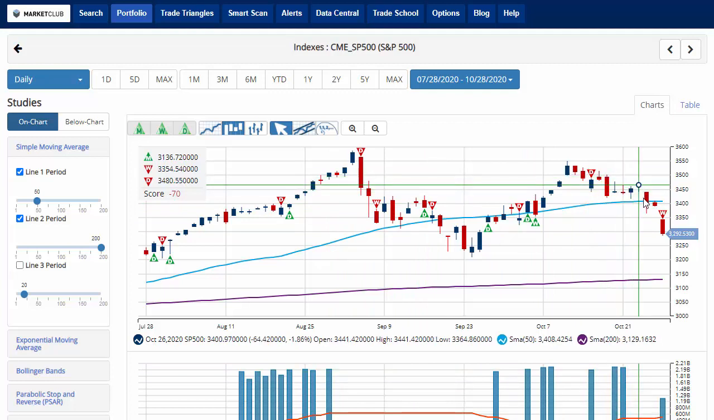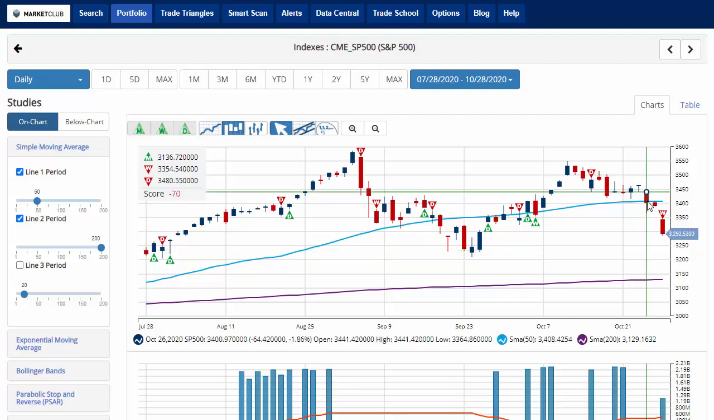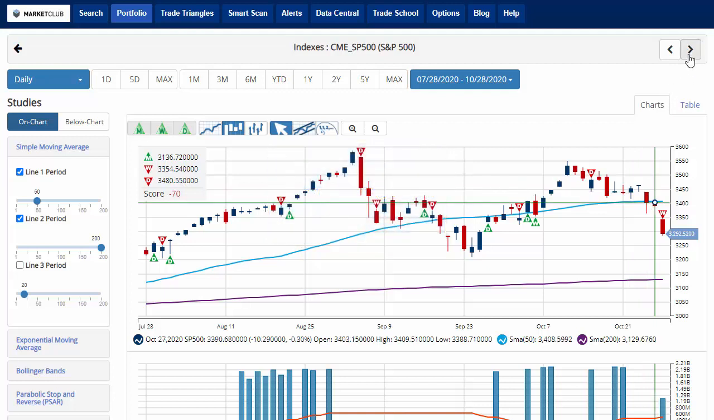All three indexes have made a significant move below their 50-day moving average, which could signal more volatility ahead for the indexes. And something to keep in mind for the S&P 500 heading into the 2016 election, it was down 9 straight sessions, and we all know how that turned out, but it'll all depend on what happens in the 2020 election. So your key level moving forward to watch will be 3,549.85. A move back above that level would issue a green weekly trade triangle, indicating a move back to a long position for the S&P 500.